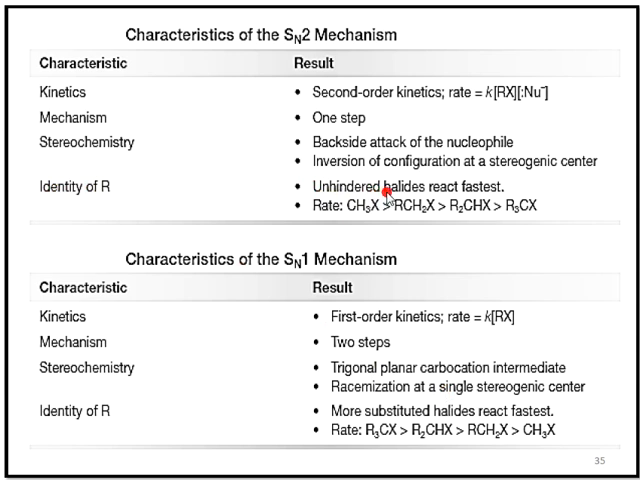For the alkyl group, unhindered halides react fast in SN2. Here, more substituted halides react fast. The rate of reaction for SN2 will be primary, secondary, tertiary, and for SN1 the rate of reaction will be reversed: tertiary, secondary, primary, the reverse of the SN2 mechanism. This is a summary, students, an abstract for the SN1 and SN2 reactions. This is so important to help you memorize the features and properties of the SN1 and SN2 mechanisms.